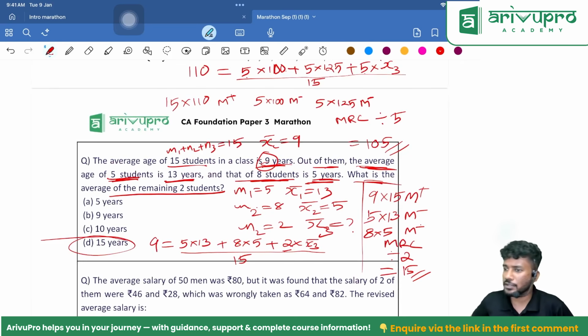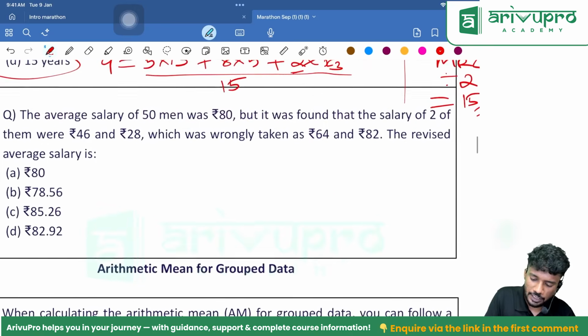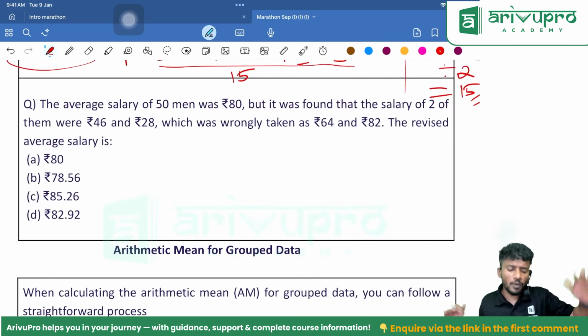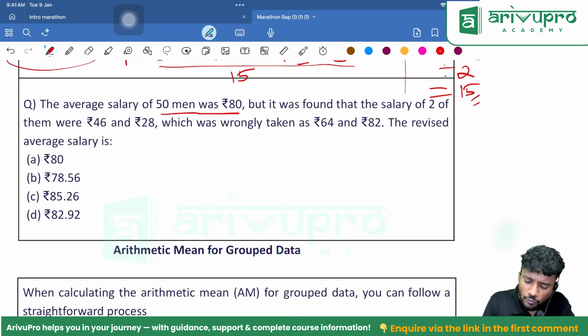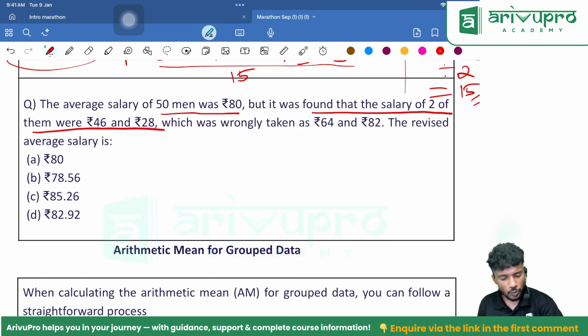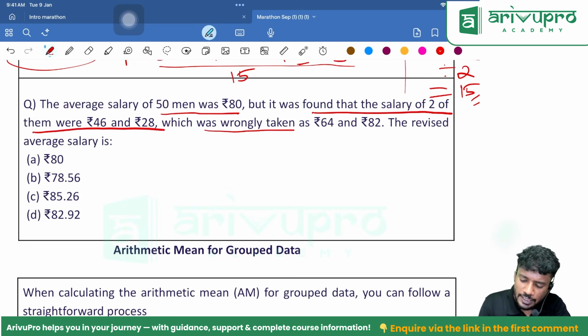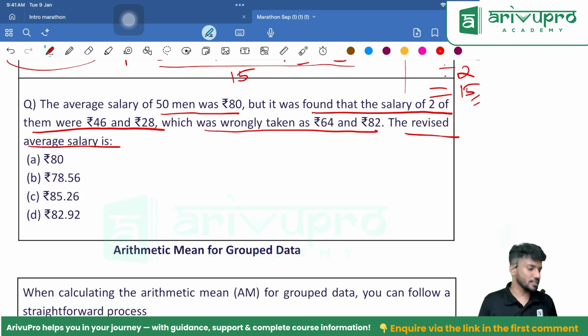Everyone got the same answer? Yes, perfect. Now the last and final question, when some wrong values are there. Average age of 50 men was 80. But it was found that salary of 2 of them were 46 and 28, which was wrongly taken as 64 and 82. The revised average salary is the question. I think most of you know the method. Yes.